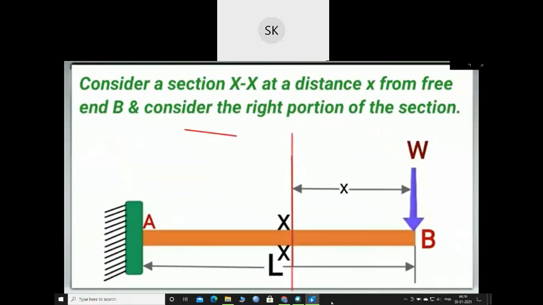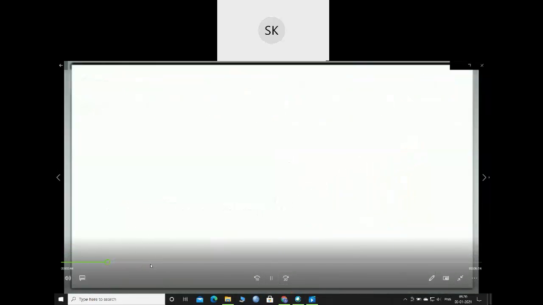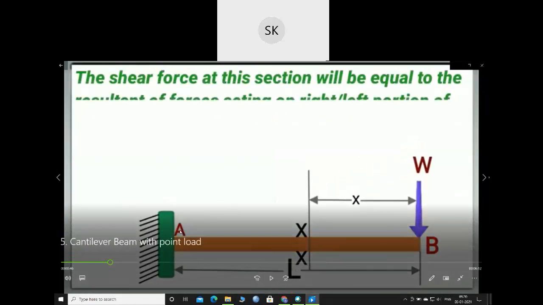Consider a section XX at a distance x from the free end B and consider the right portion of this section. I want to discuss the shear force here at this section. Suppose you have one section between A and B. You can take the section XX from the left side or the right side, it's up to you. In a cantilever beam you can take a section from either direction, and since it is only one segment A to B, one section will be enough.